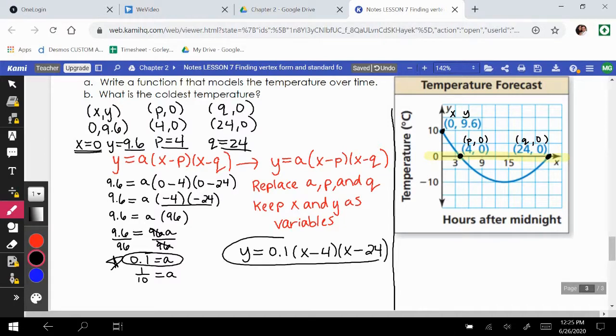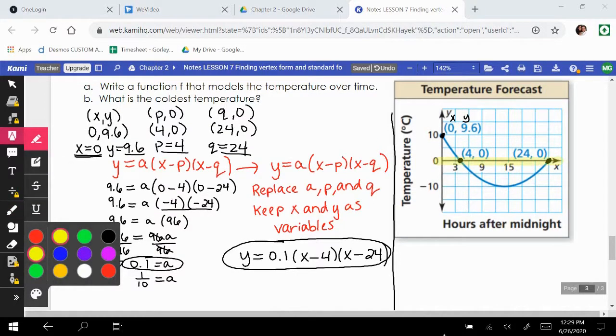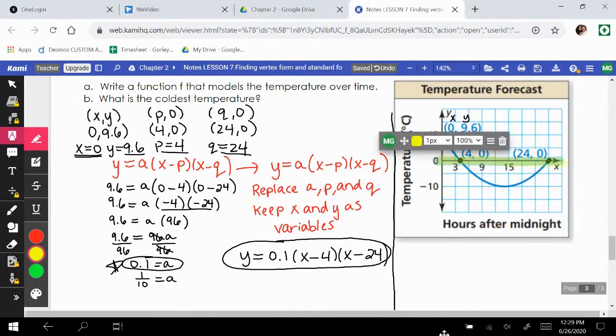All right, and that's what we're going to use for our equation. Now we can look at part B. What is the coldest temperature? Let's take a look at our axes. Just look at the labels so we can interpret the graph a little bit better. Remember, the x-axis represents the hours after midnight, so that's the time, where the y-axis right here represents the temperature. So when it asks what is the coldest temperature, we're looking for the lowest y value.